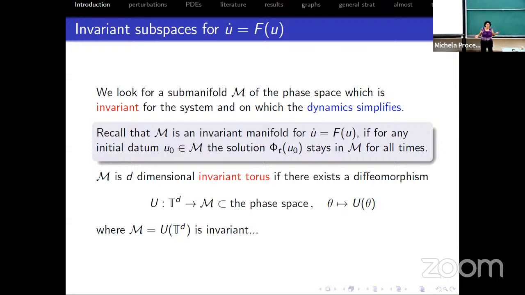What happens outside of M is completely irrelevant. And well, an invariant torus is an invariant manifold which is diffeomorphic to a torus. So I have a map from a d-dimensional torus into the phase space, and the image M is invariant.